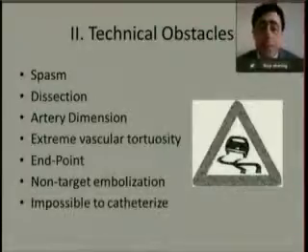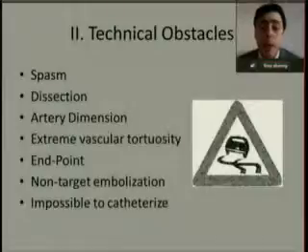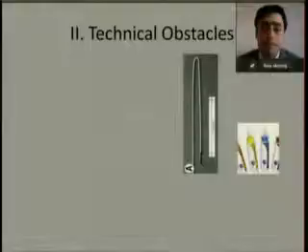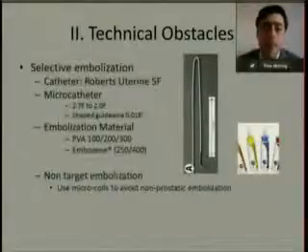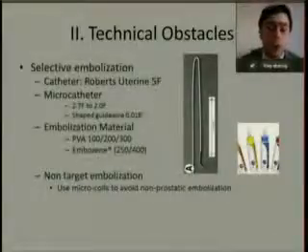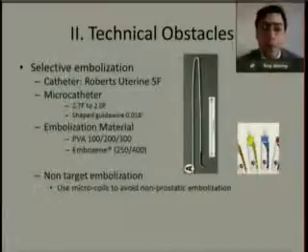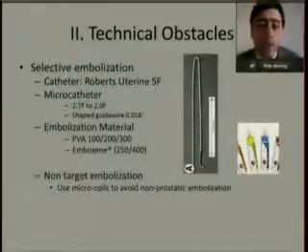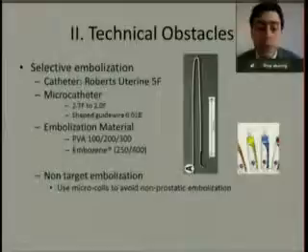Sometimes it's not possible to catheterize also. We had some cases where it's not possible to catheterize. Next. So this is what we normally use, our materials. We use a rubber suturing catheter normally, and a microcatheter ranging from 2.0 French to 2.7 French.